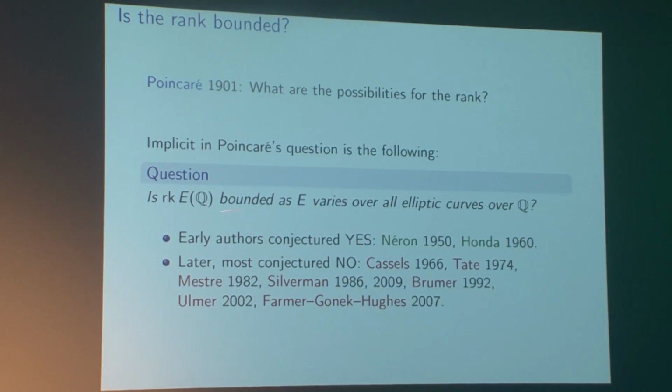So is the rank bounded as E varies? If you look back in the history, it seems that early authors conjectured that it should be bounded. Néron, who was one of the first people to construct elliptic curves of relatively high rank, 9, 10, 11, conjectured that there should be a bound, maybe because he was having difficulty going beyond that. Then Honda also. But then Cassels said something like, pretty much everybody's saying that the rank should be bounded, but I think it's not bounded. He said that for the rank to get large, the conductor has to be sufficiently large, and people just hadn't searched that far yet.